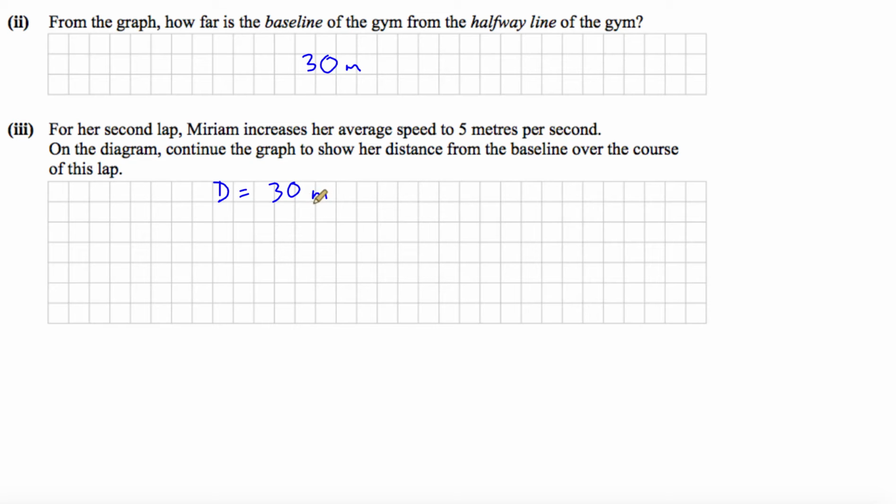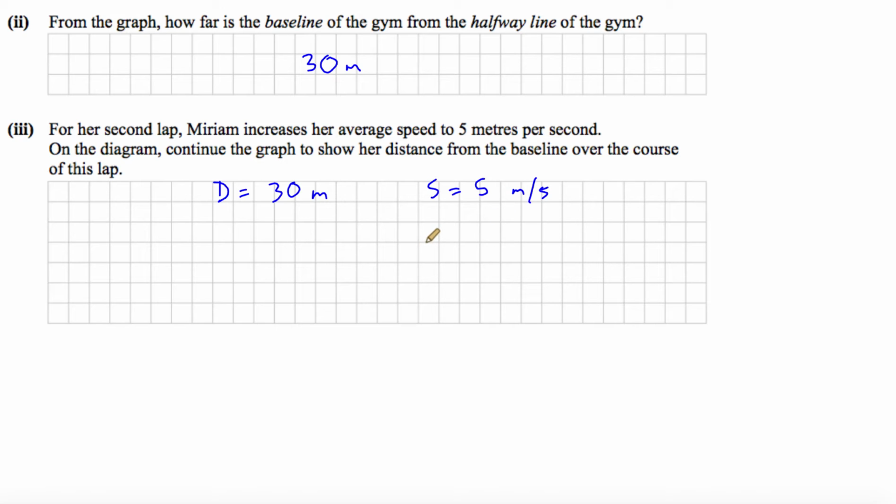Well, this is the distance she'll do from the baseline to the halfway line, which is 30 meters. So we can just look at that first. Baseline to halfway line is 30 meters, and in that distance, she's going to increase her speed to 5 meters per second. So her speed will be 5 meters per second.